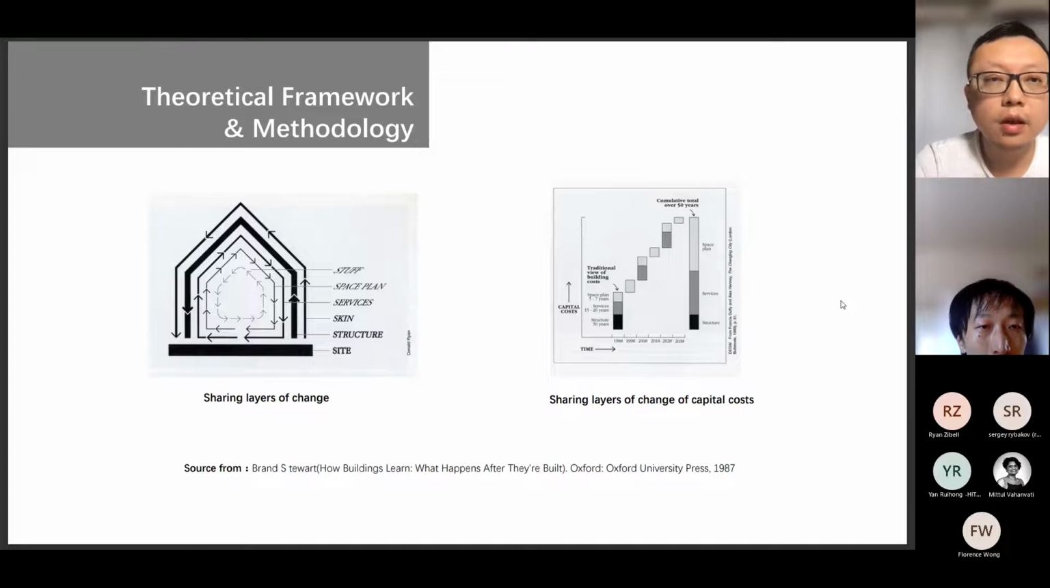Some similar concepts are proposed by some different developers and authors, such as Brandon Sweet. He proposed that the building should be treated as a sharing layer of change. So it's also a very economical process, because when we last the building for a long time, we will reduce the resources and avoid unneeded demolishment. Okay, next slide, please.